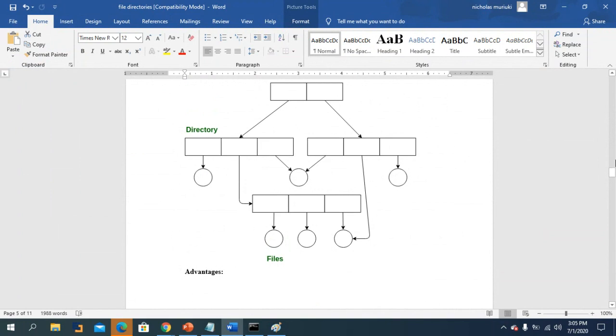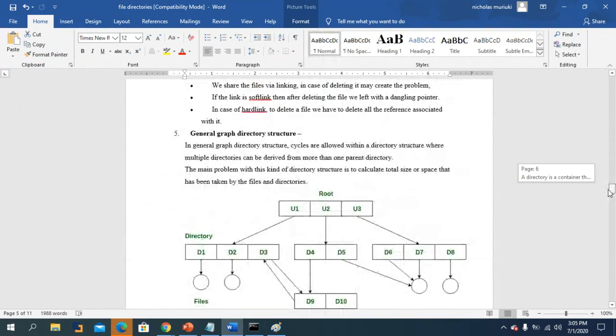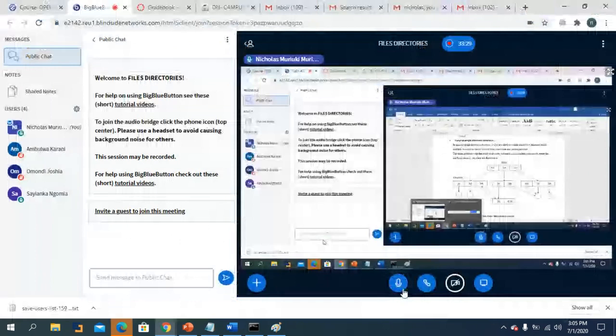That's why we find that when you're using the general graph directory, it is more efficient in terms of presenting more directories, small directories or few directories, which can create interchange of cycles. So this is the first cycle that we are having. We can still create another cycle from here. We can create another cycle from this file to this file again. So that is what you are supposed to understand within that. Maybe you can ask a question.